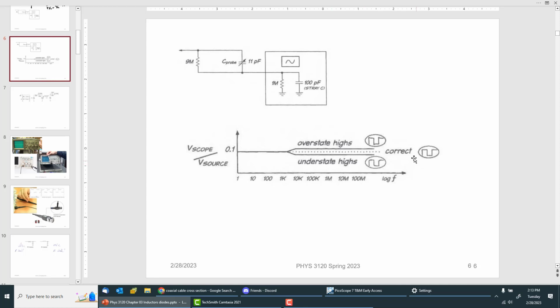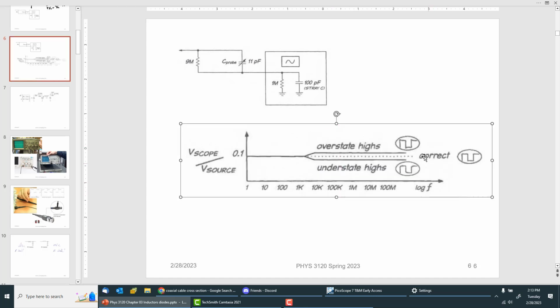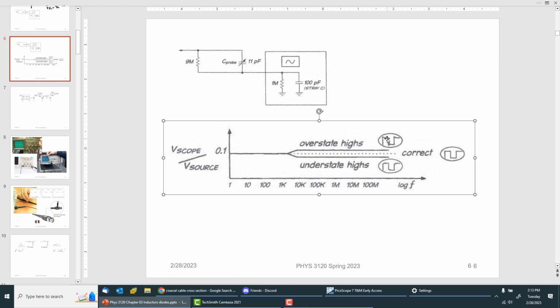So if we were to input a square wave, it may not be, but it's right out of the textbook. If the capacitor is off, it will either overstate the high frequencies or the low frequencies. Remember, in a square wave, the high frequencies are represented by the leading edge of the square wave. Remember your Fourier transform.